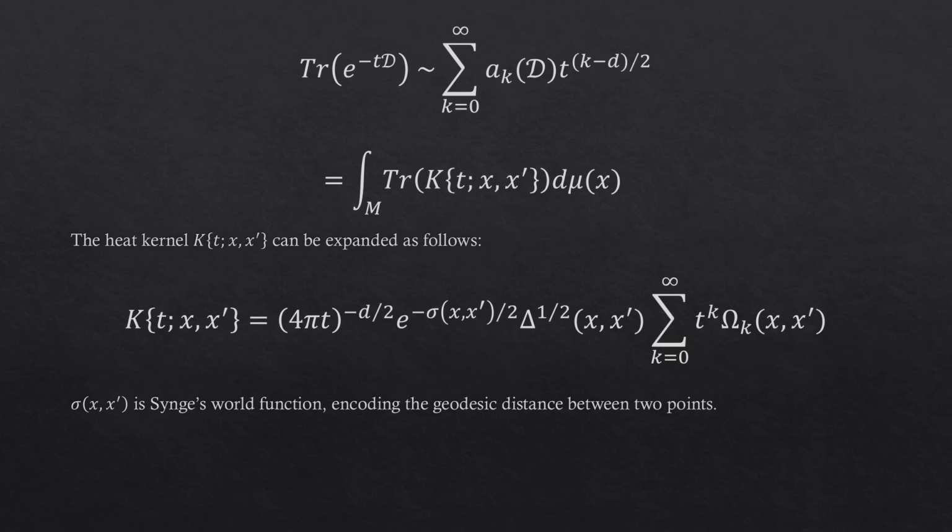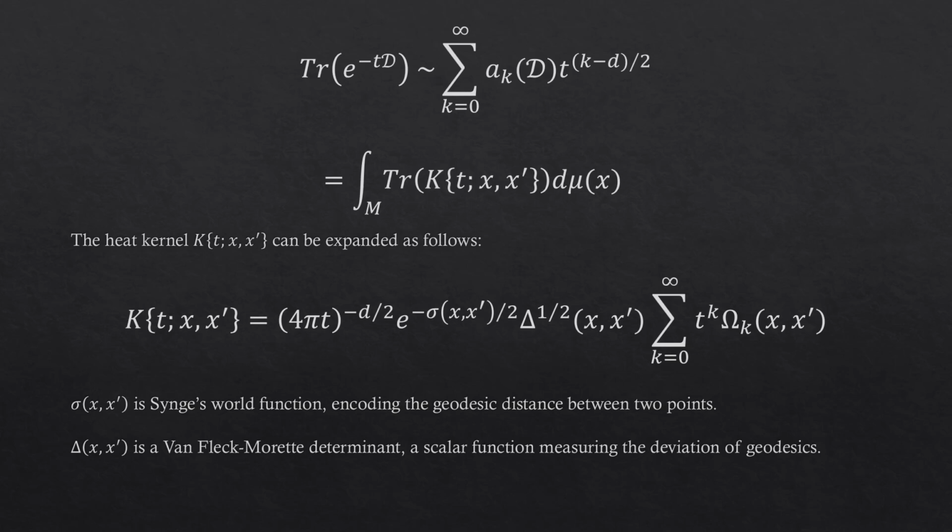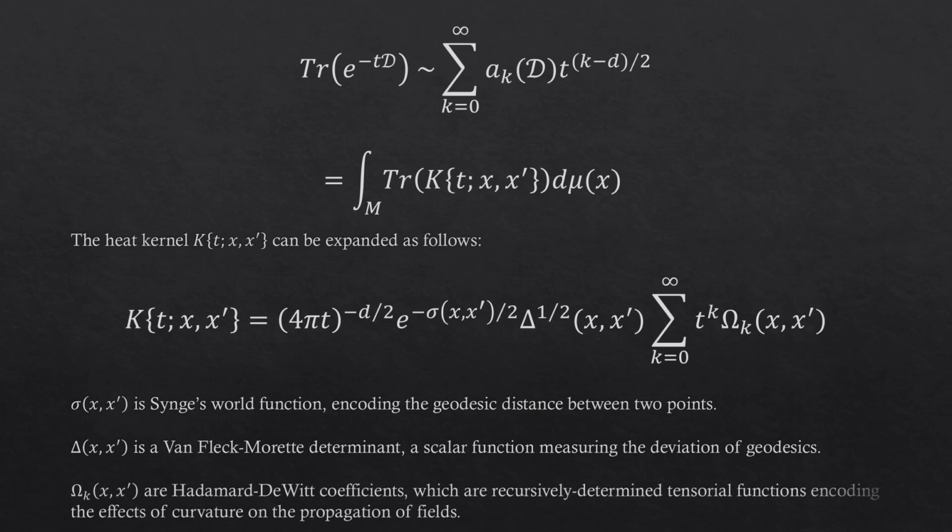Sigma of x and x prime is Synge's world function, encoding the geodesic distance between 2 points. Delta of x and x prime is a Van Vleck-Morette determinant, a scalar function measuring the deviation of geodesics. Omega sub k of x and x prime are Hadamard-DeWitt coefficients, which are recursively defined tensorial functions encoding the effects of curvature on field propagations.